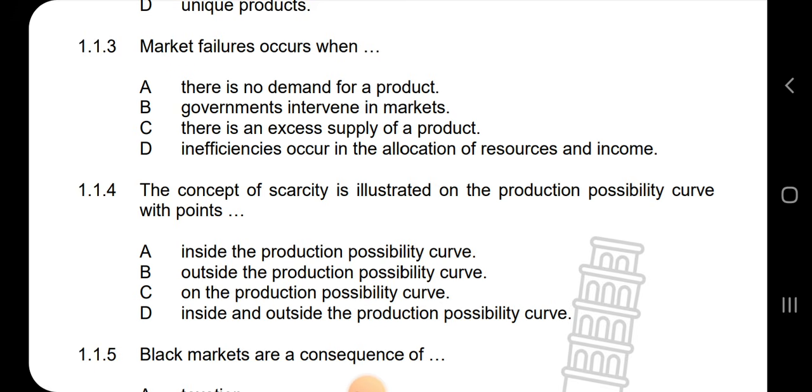So 1.1.4 says the concept of scarcity is illustrated on the production possibility curve with points outside the production possibility curve. So the concept of scarcity is illustrated on the production possibility curve with points outside.